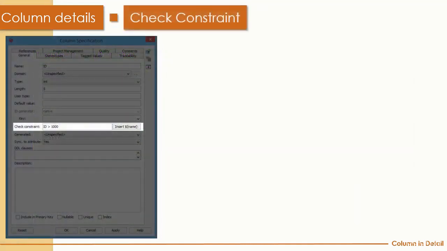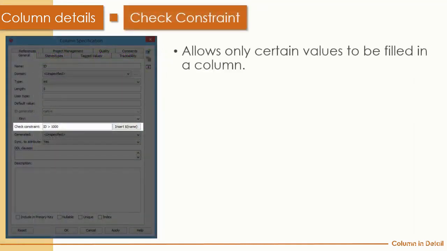After that is the check constraint. It allows certain values to be filled into the column. It's used when you generate the database and you insert the data. If the value does not fall in this range, this constraint, then you will get an exception when you insert data into the table.